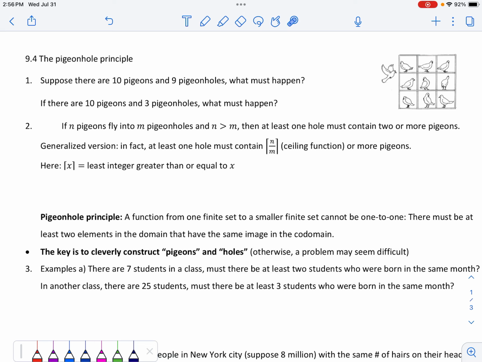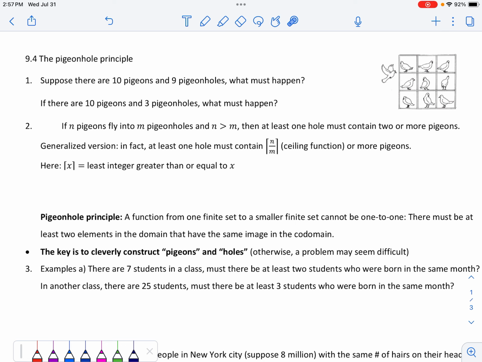Hi guys, we are going to talk about a very useful principle. It is called the pigeonhole principle. Some of you may have already heard of it. Here's what it is. Suppose there are 10 pigeons and 9 pigeonholes, and we want to place the pigeons back into the pigeonholes.